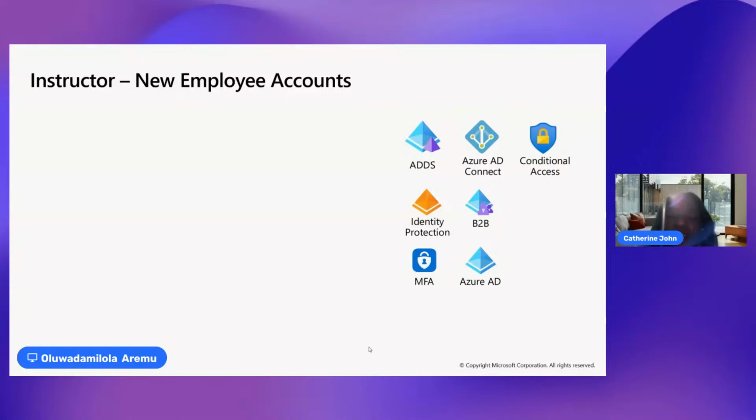Then we have business to business. In the organization you are in as a solution architect, with these new people you're bringing in, do you collaborate with other people in your organization? If you collaborate with other people, you should equally consider adding B2B, business to business. And definitely you need to add identity protection.